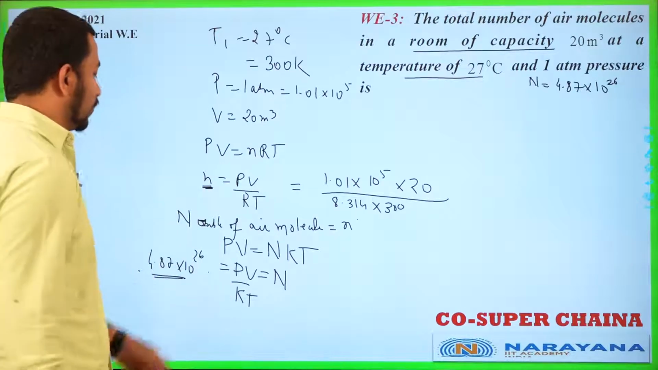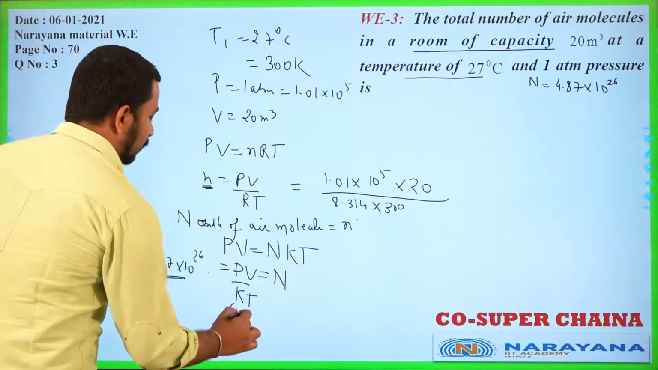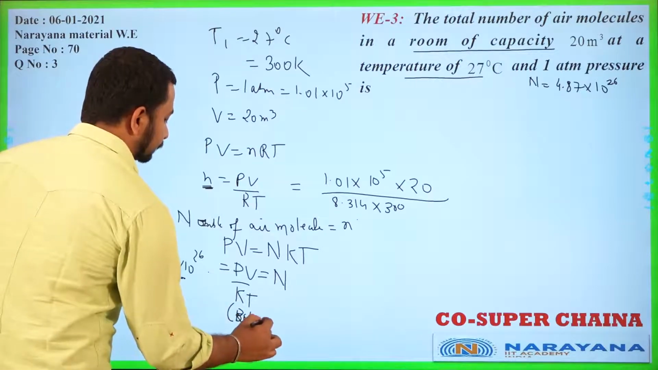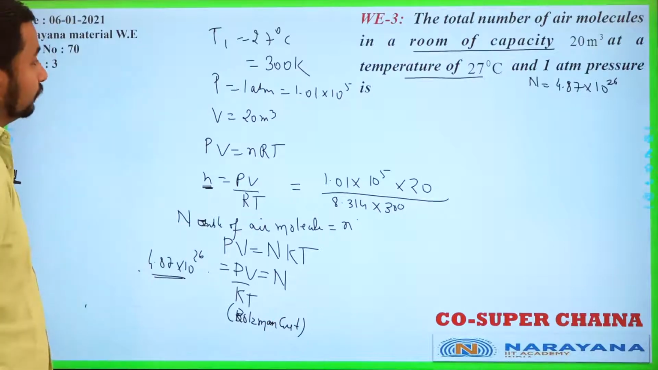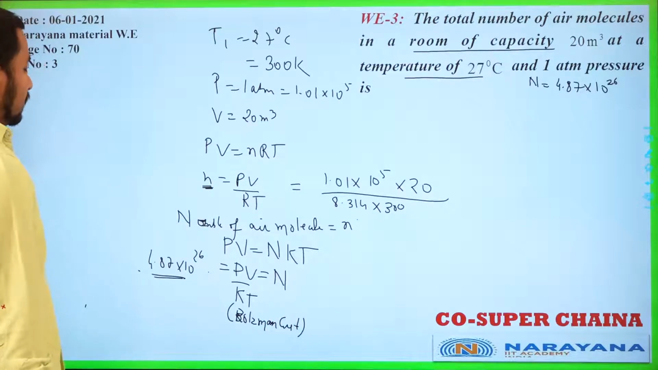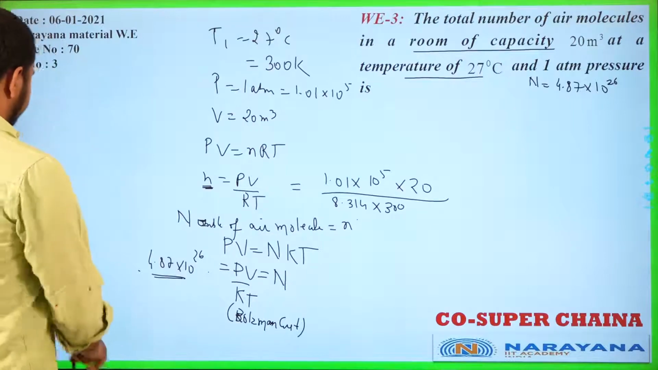K is the Boltzmann constant here. What is K here? K is the Boltzmann constant. Okay, and its value you know. So let's move to the next question.